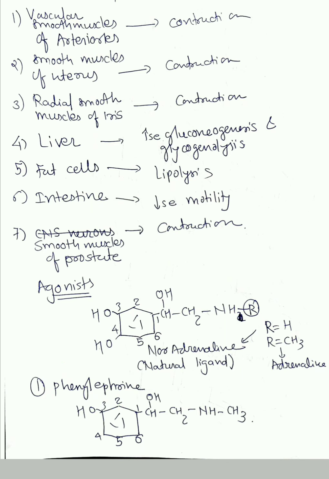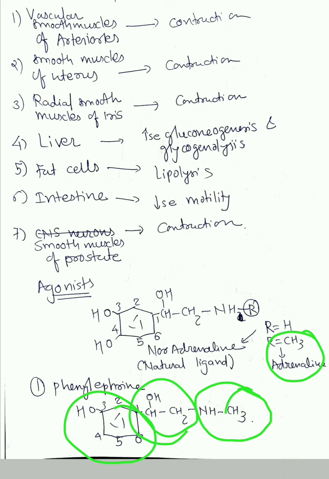Here, what is the difference? The structure is of phenol, this structure is of ethanol, and this is methylamine. Isn't the structure the same as adrenaline, where R is CH3? Here also R is CH3. The only difference is this OH group is not there here. See, otherwise the structure is of adrenaline.